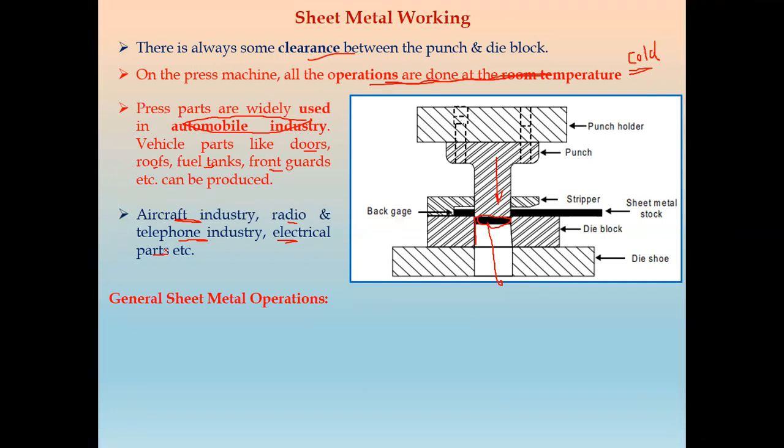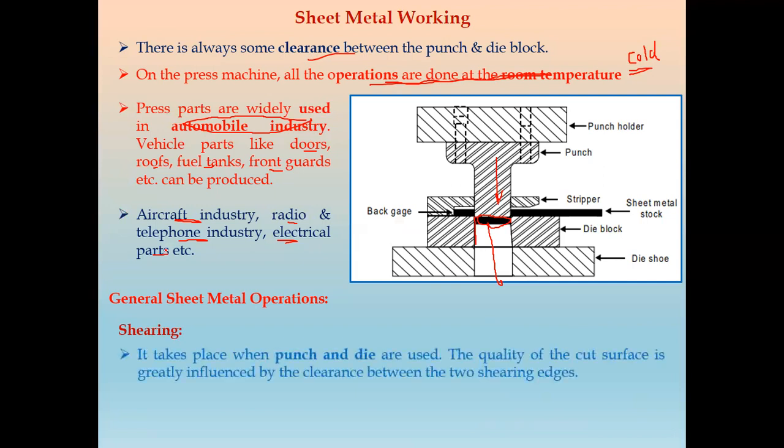The first operation is the shearing operation. Shearing is one type of operation. The major sheet metal operations are divided into shearing, cutting, and other types of operations. So what is meant by shearing? The shearing operation takes place when we have to use both the punch as well as the die block. So we have to use both punch as well as die.